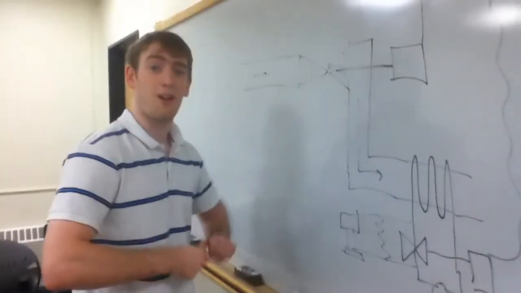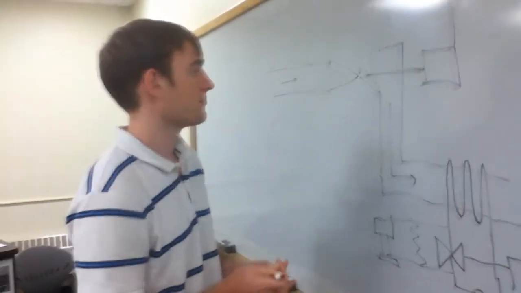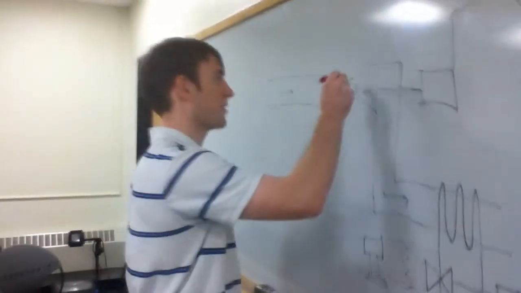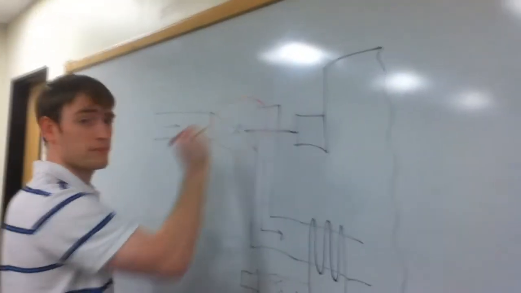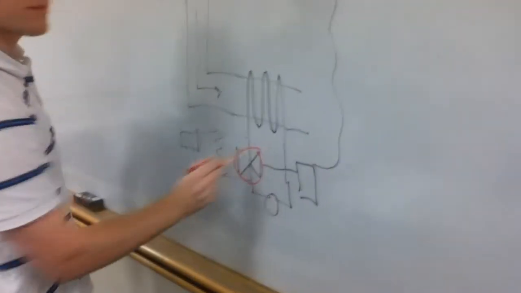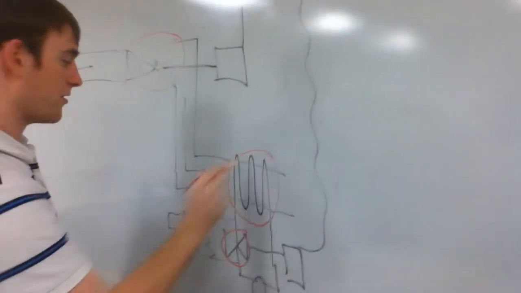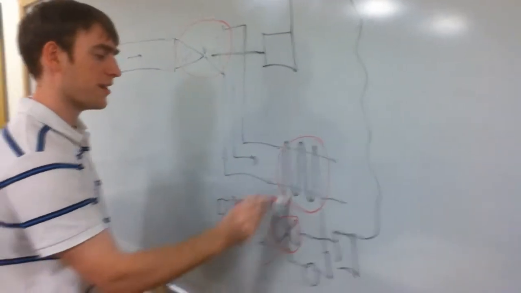But there are some problems with this system. You can get corrosion in the turbine, in the steam turbine, in the heat recovery steam generator, and within the cooling loop itself. So be careful.